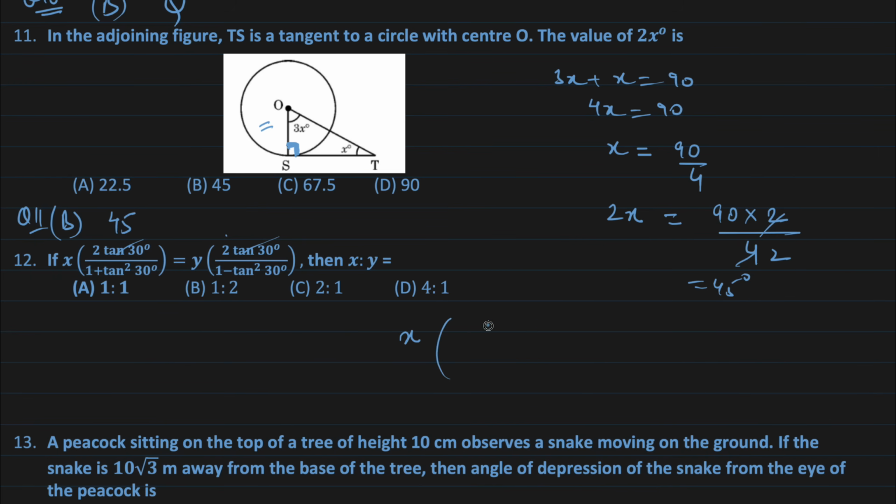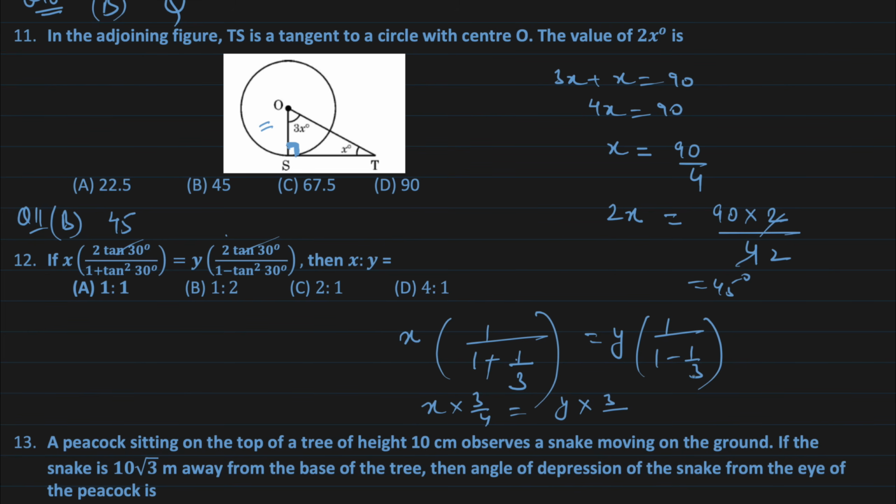x times 1 by 1 plus tan square 30. Tan 30 is 1 by root 3, so the square of that becomes 1 by 3. So x by (1 plus 1 by 3) equals y by (1 minus 1 by 3). When you simplify it, 3 comes up. Students, you take the LCM first. So 3 plus 1, 4. So x into 3 by 4, y into 3 by 3 minus 1, it will be 2, right?